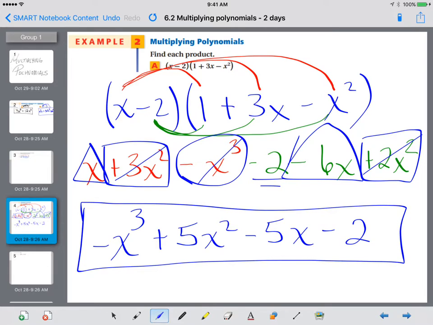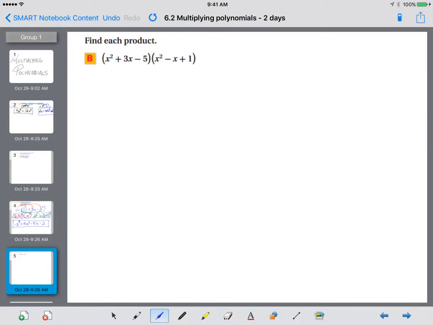So after we get done distributing each term, we go through, combine the like terms, and write it in standard form for the highest power down to the lowest power. So this is one method you could use. The next example is going to get a little more complicated. We have a 3-term polynomial times a 3-term polynomial.